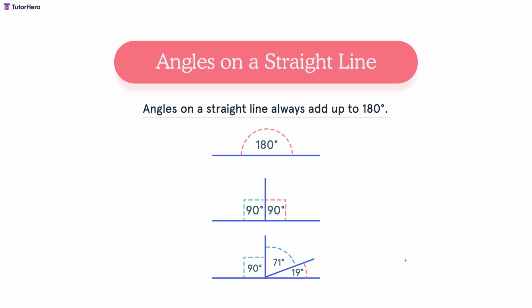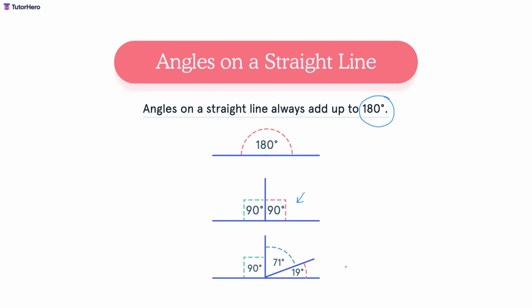Angles on a straight line. Angles on a straight line always add up to 180 degrees. We can see that this is the same as two right angles. This information can help us find the missing value of angles.